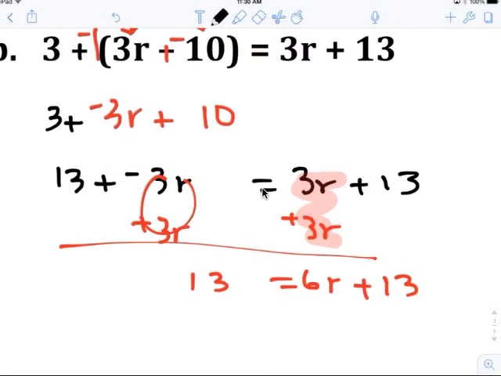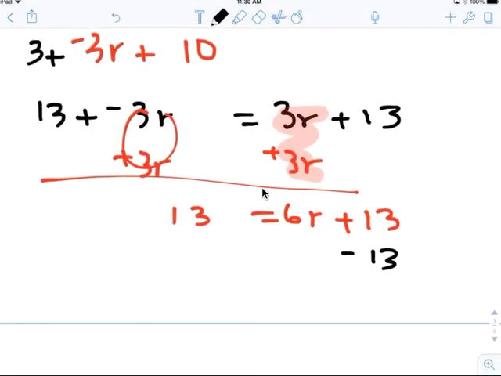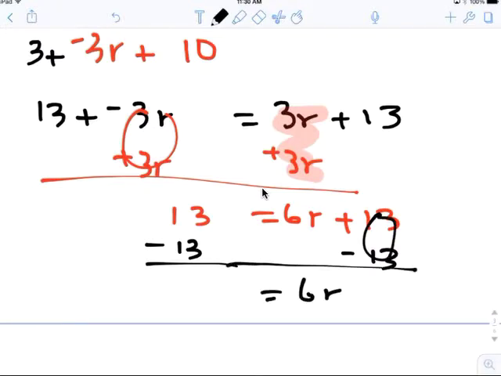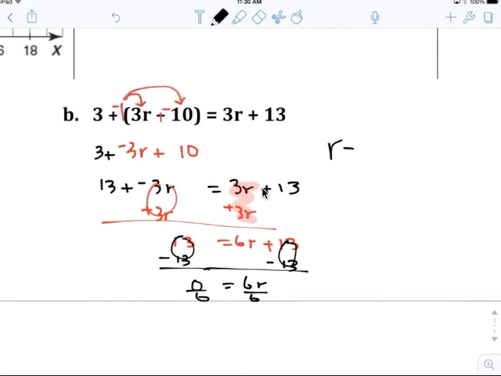Okay, minus 13 to make 0, minus 13 also. 0 plus 6r is 6r, and on this side it's 0, but there's nothing to add, so you have to put 0 there. Divide by 6, therefore r is 0, because 0 divided by 6 is 0. One solution, and that solution is 0. Okay?